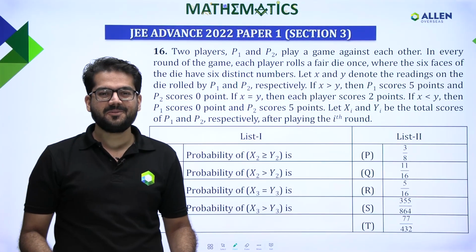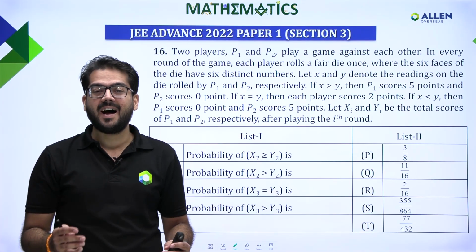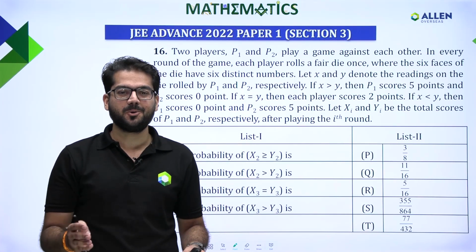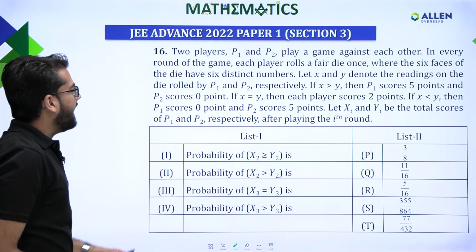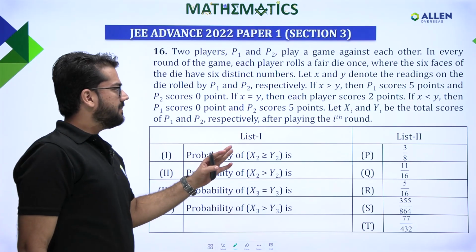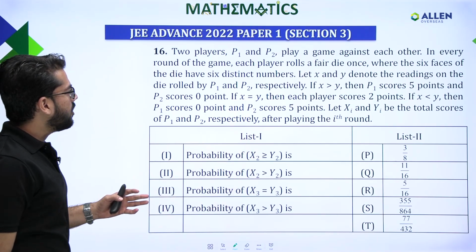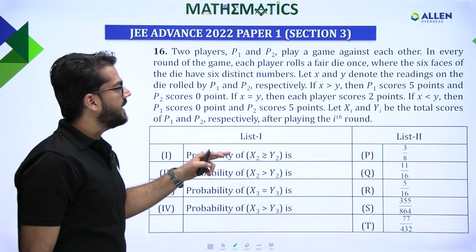Hello everyone, we are back with the solution of IIT JEE Advanced 2022. Let's continue with the next question, question number 16, in which we have two players, P1 and P2, who play a game against each other. In every round of the game, each player rolls a fair die once.